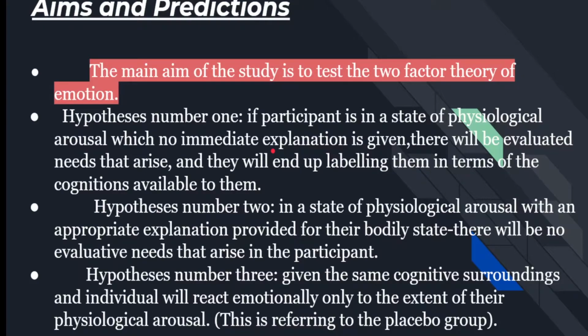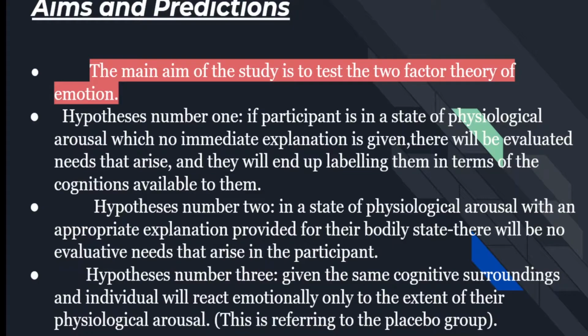The second hypothesis claims that if a participant is in a state of physiological arousal for which they already have a perfectly rational or reasonable explanation, they will not have any evaluative needs and will not look for the cognitions around them to label their physiological arousal, because they already know why it's happening, so they won't look for an external way to explain it.